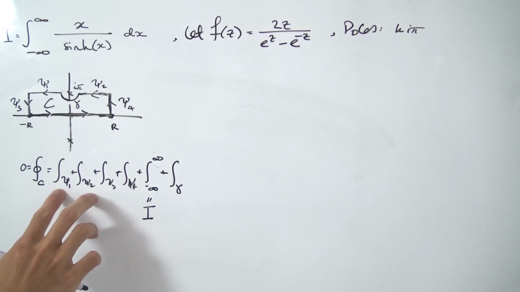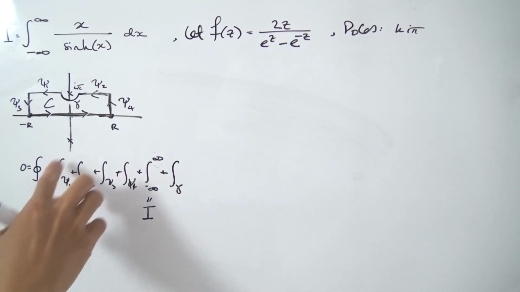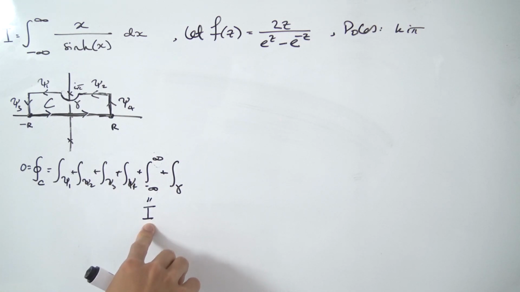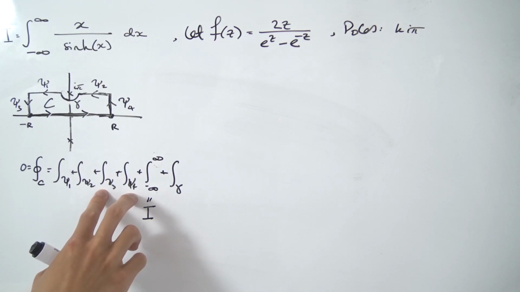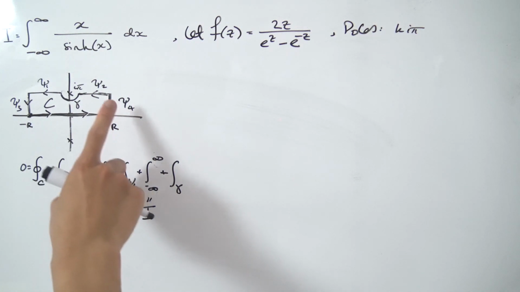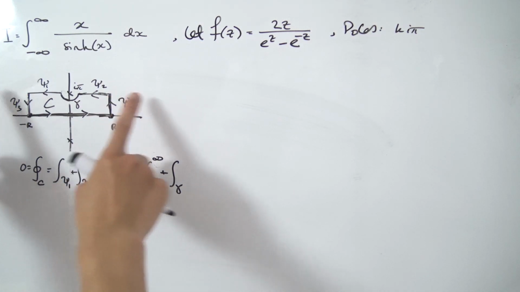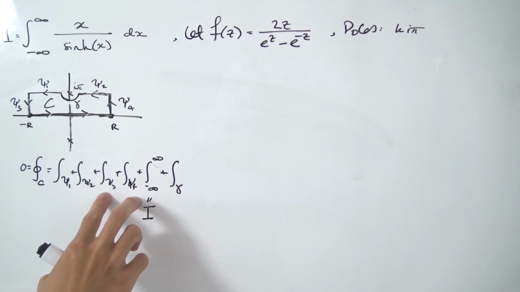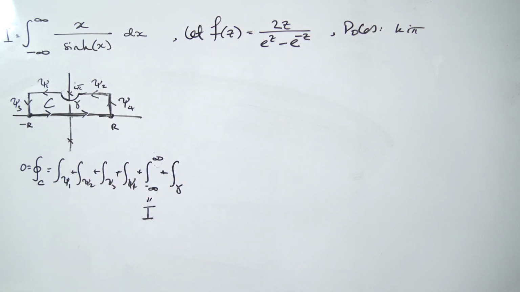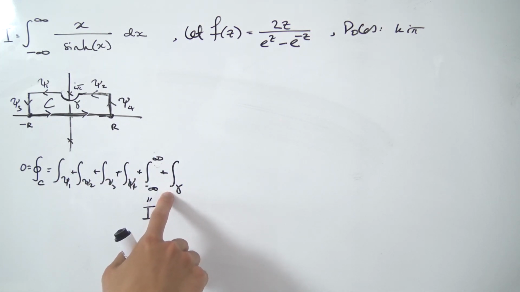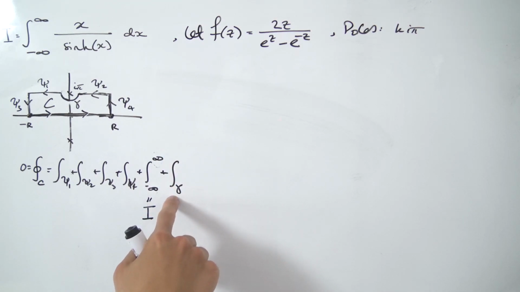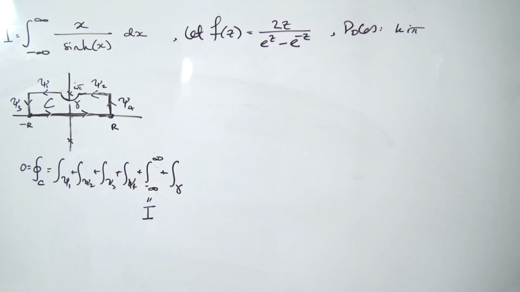The integrals along psi 1 and psi 2, these are also going to recover our integral I in some way. The integrals over psi 3 and psi 4, however, those are the integrals on the side, and actually as you push them further and further out, these are going to vanish, so we'll show that later. And we also have the integral over gamma, but we'll need to treat this one with a bit of care, I think. So this is the general idea so far.